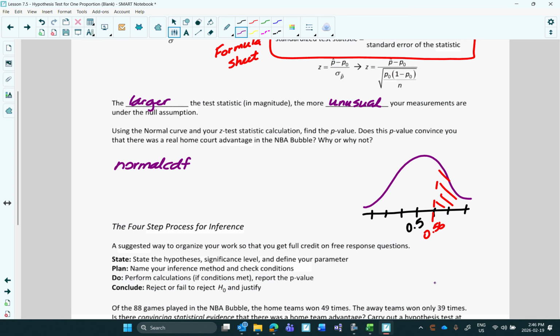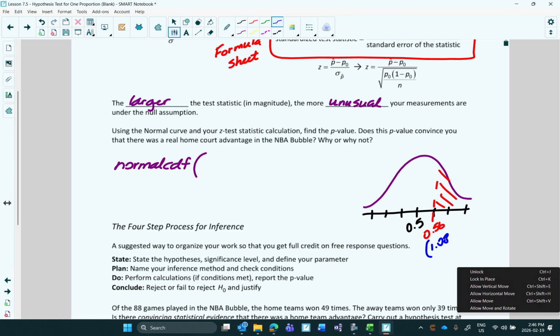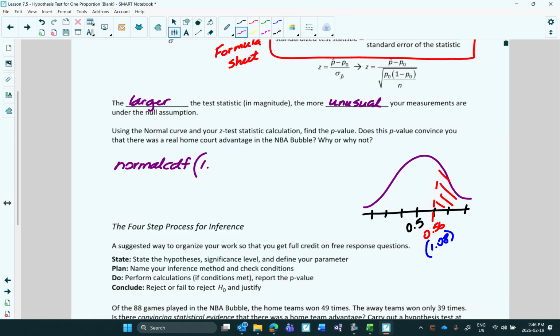So therefore, the lower value is going to be the number of standard deviations it was away. It's not going to be 0.56. It's going to be the number of standard deviations it was away. How many standard deviations was this away? It was away 1.08. So that's actually our lower value, because we standardized it.